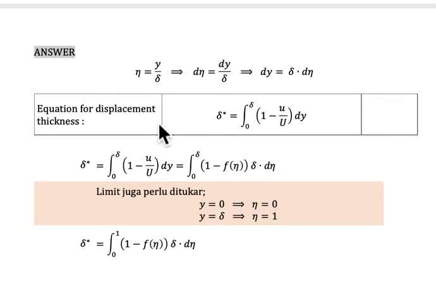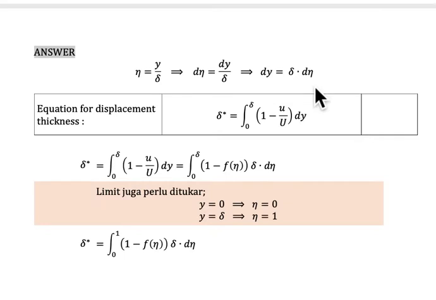So this is the equation for displacement thickness: delta star equals the integration from 0 to delta of 1 minus u over U dy. We need to modify it a little bit to derive a new equation to be used with the eta velocity profile. From the previous statement, we know that eta is equal to y over delta. We could write that d eta is equal to dy over delta, and then dy is equal to delta times d eta.